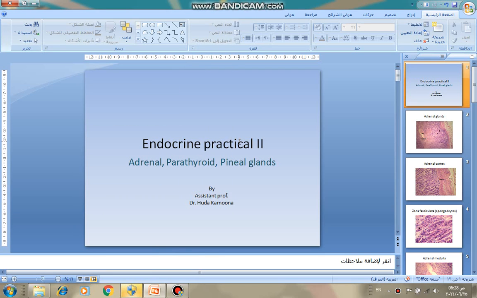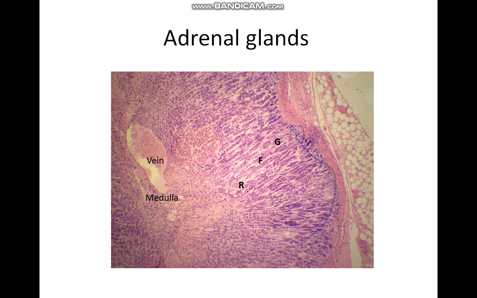In this lab, we will discuss the adrenal, parathyroid, and pineal gland of the endocrine system. First slide is a low magnification section in the adrenal glands. It shows it's covered by a connective tissue capsule, and we have the outer region called the cortex and the inner region, centrally located, called the medulla.